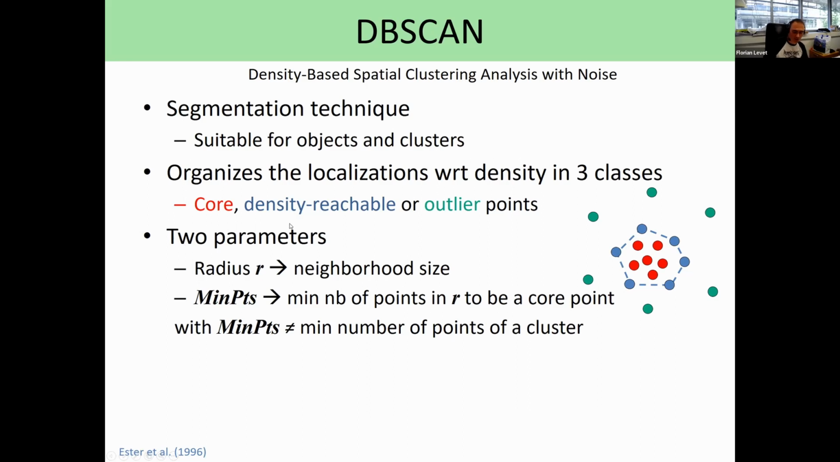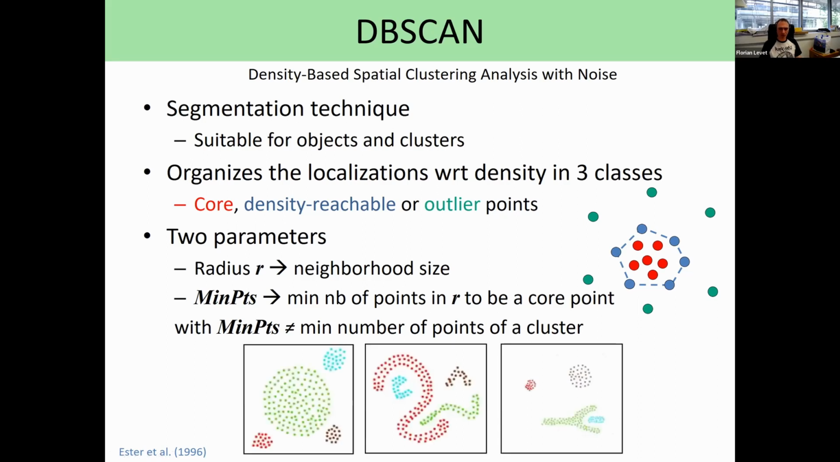It organizes the localizations with respect to density in three classes: core point, density reachable point, and outlier point, as you can see here. But I will have an animation after to show really how it works. It uses two parameters: the radius R, which is basically the neighborhood size in order to compute some value of density, and the min points, which is the min number of points in R to be a core point. And we must be cautious, min points is not the min number of points of a cluster. But again, you will see why just after. And you can see here some of the toy data that were used in the original paper in order to do the segmentation.